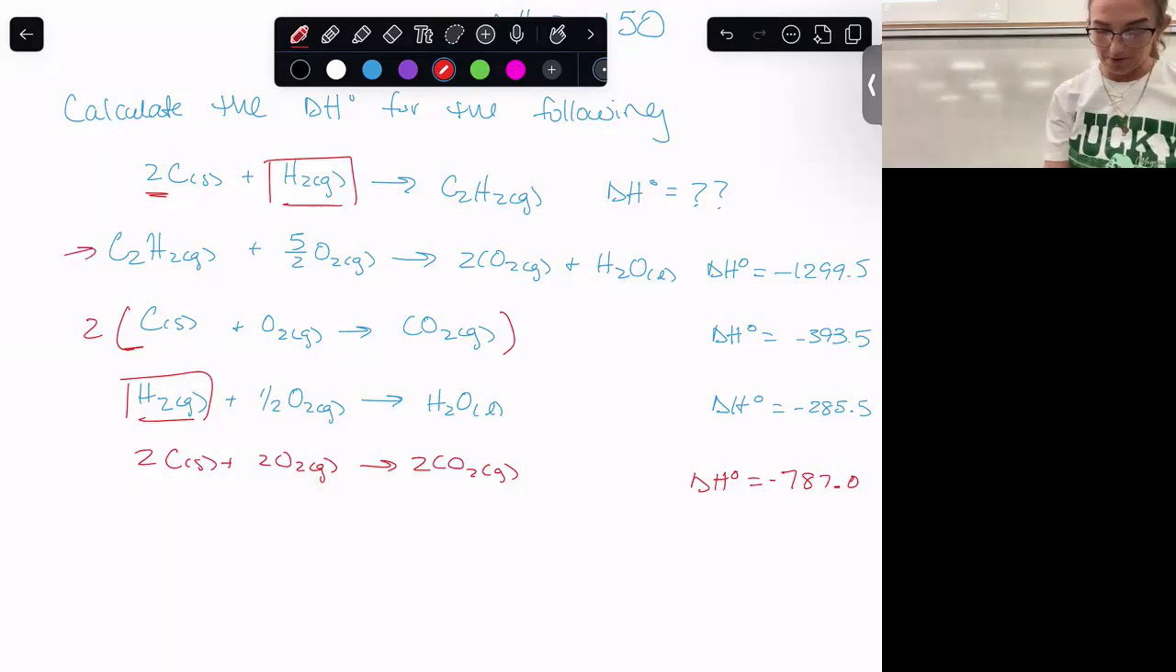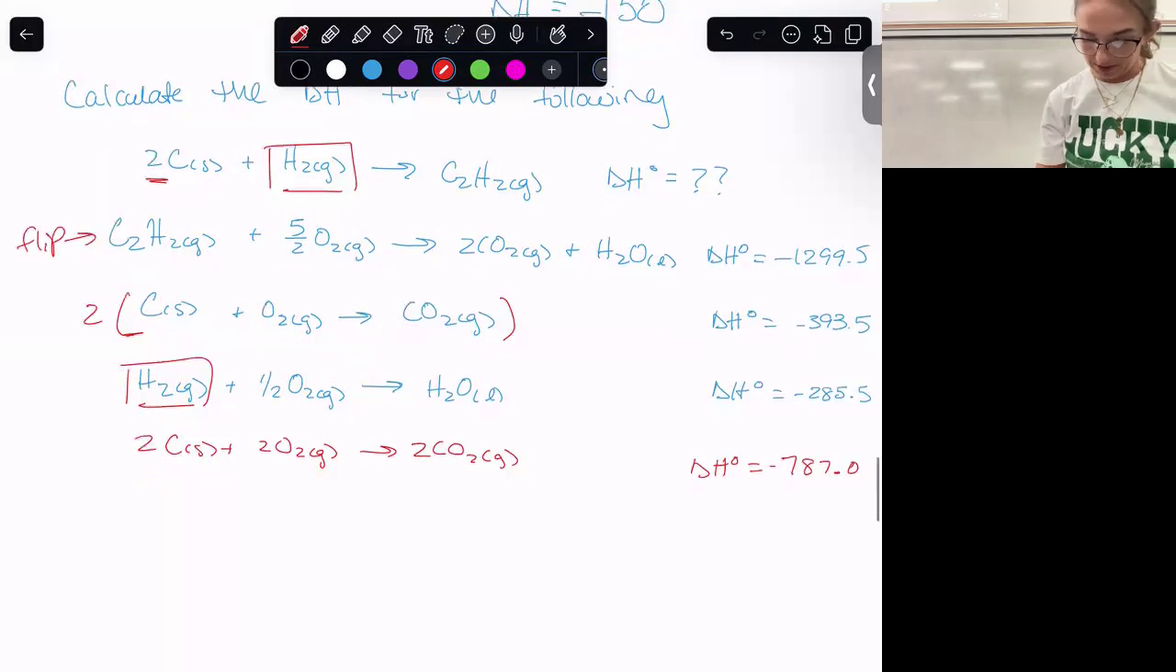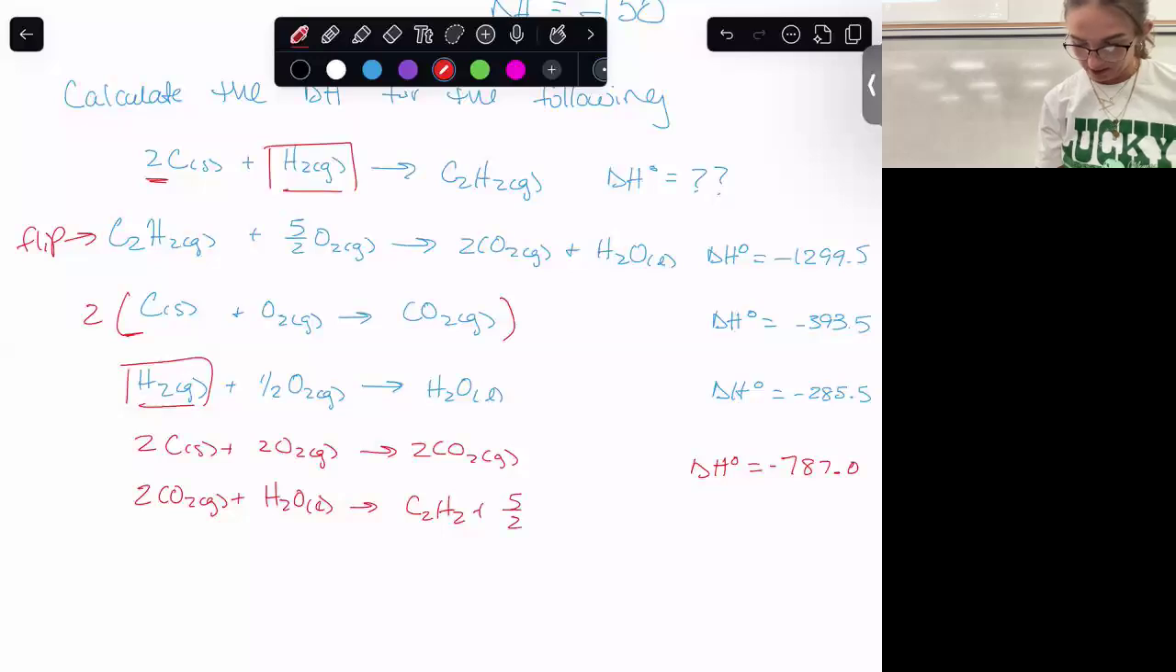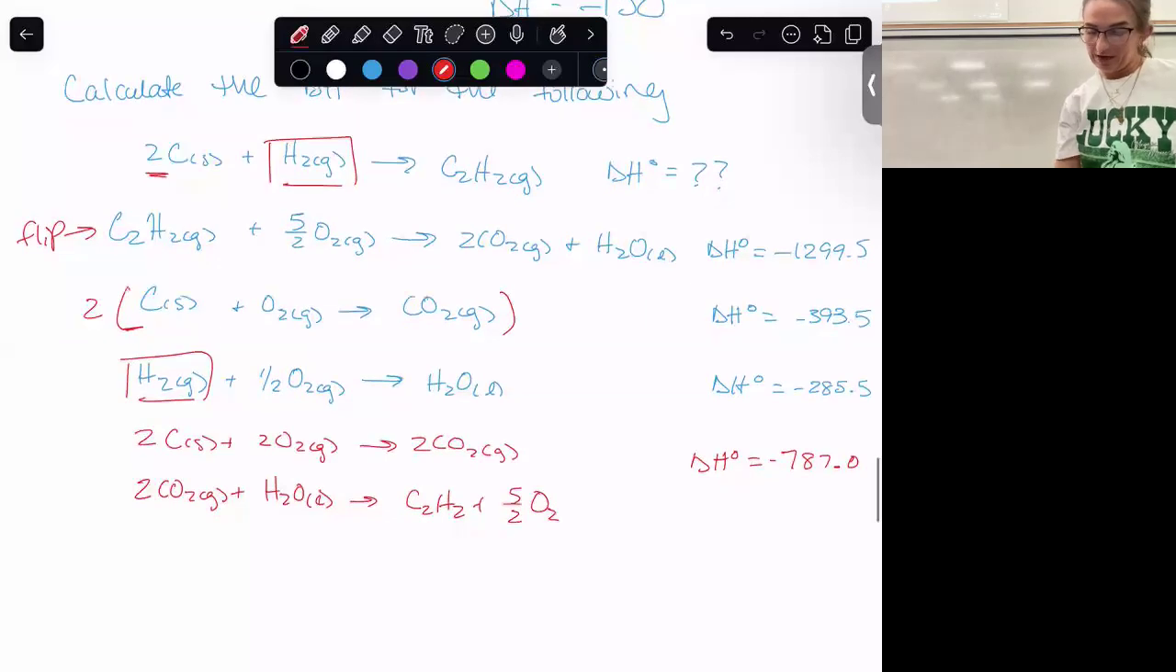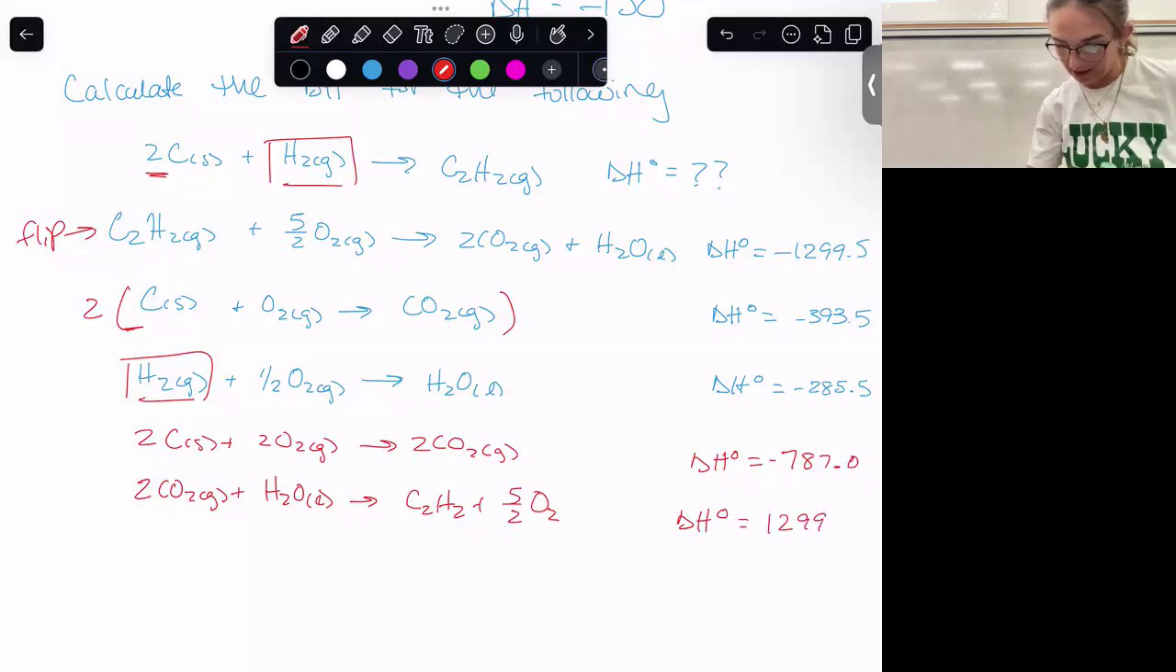We need to flip this one. So this now becomes 2CO2 and H2O liquid forming C2H2 and 5 halves oxygen. Okay, so then this delta H now becomes positive 1299.5.